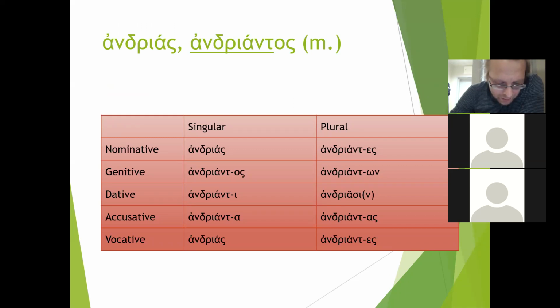So here we have in the singular Andreas in the nominative, Andriantos in the genitive, Andrianti in the dative, Andrianta in the accusative, and Andreas in the vocative. And in the plural, we have Andriantes in the nominative, Andrianton in the genitive, Andreasin in the dative, Andriantas in the accusative, and Andriantes in the vocative. The endings here, as you can see, are the normal ones for masculine and feminine nouns in the third declension.